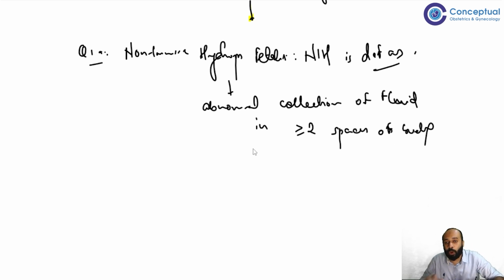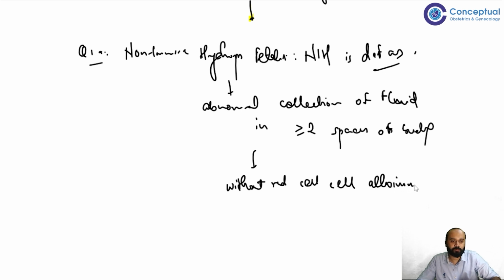But remember that it is non-immune hydrops. So this collection has to be in a patient without red cell isoimmunization or alloimmunization. So the definition reads that it is the collection of fluid in two or more cavities of the body without any signs of red cell iso or alloimmunization. This happens to be 90% of the total cases of hydrops fetalis. Only 10% are immune hydrops fetalis because of red cell alloimmunization.